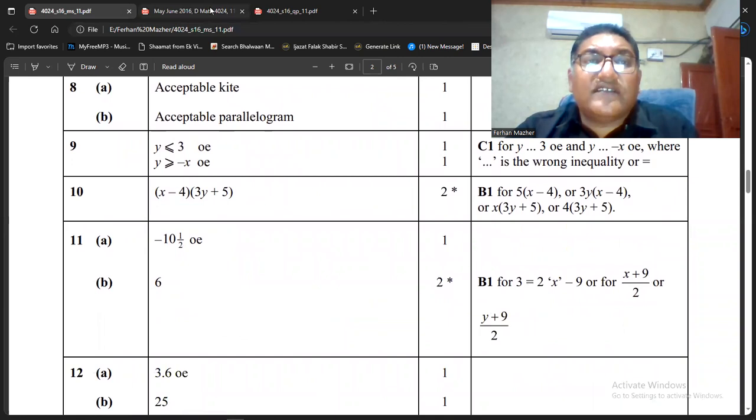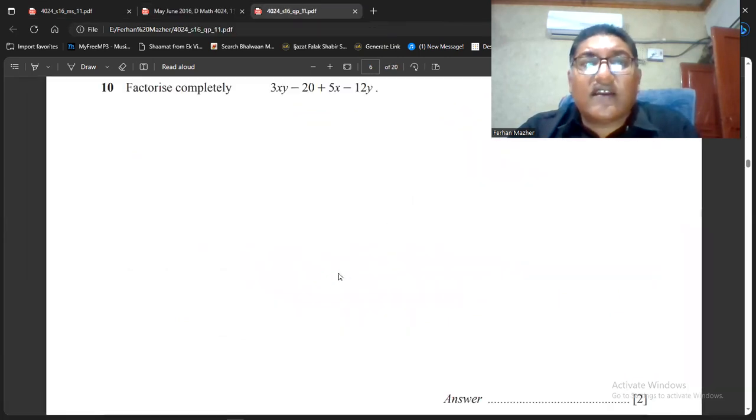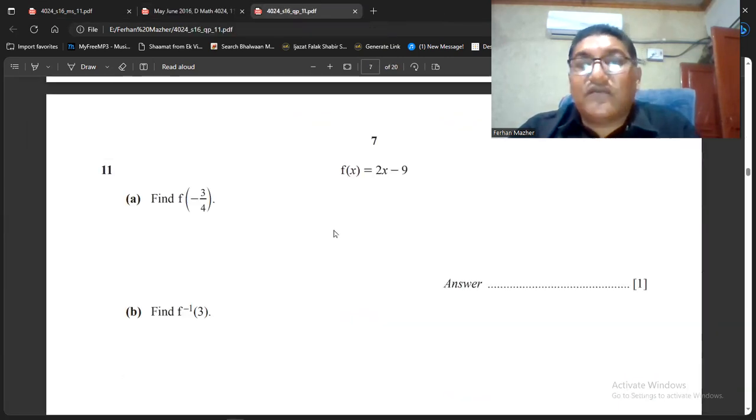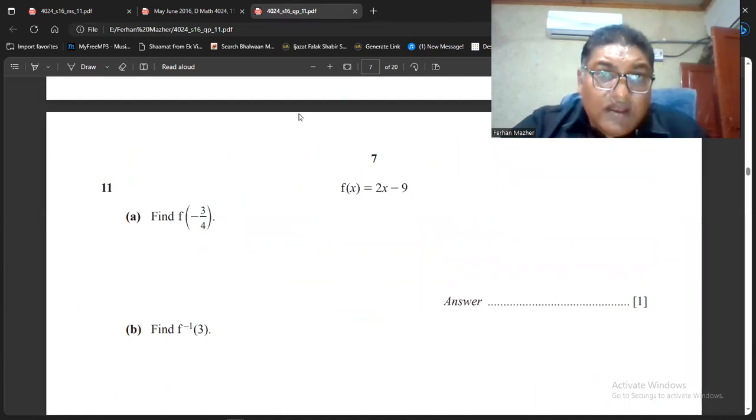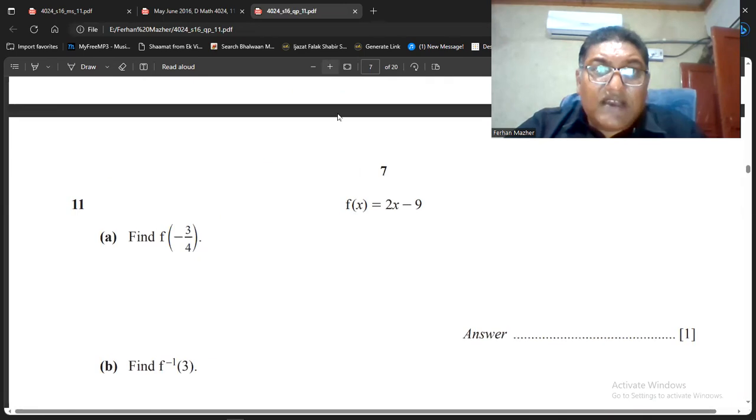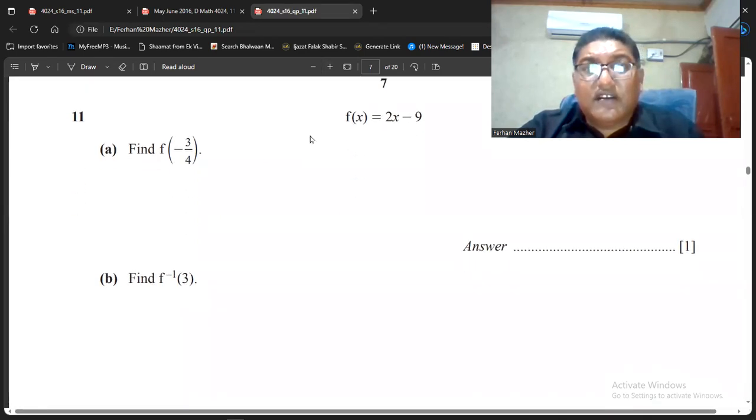Question number 10, you can see this is the solution. The diagram was not very clear. I'm sorry for that. Question number 11, it's A part. And in question number 11, they say A part. It says a function is given, f of x is equals to 2x minus 9.